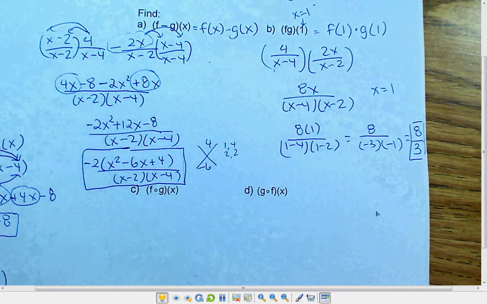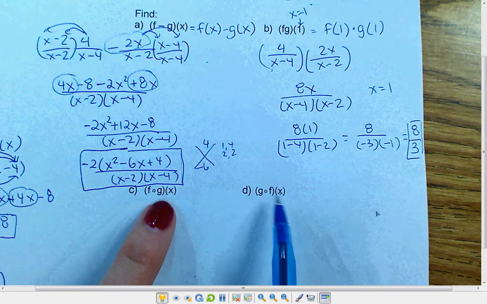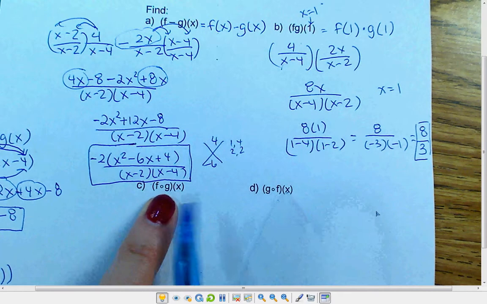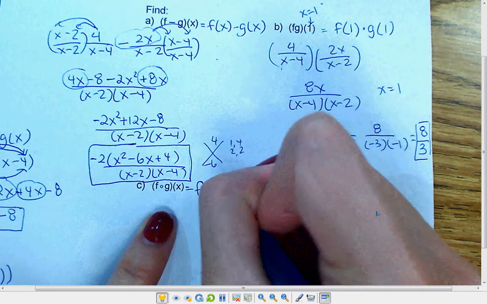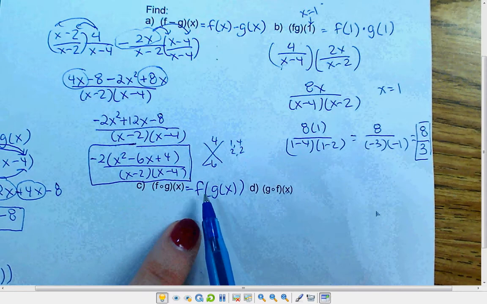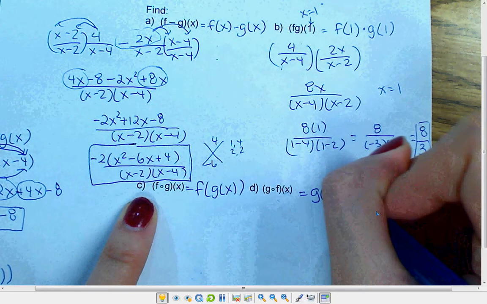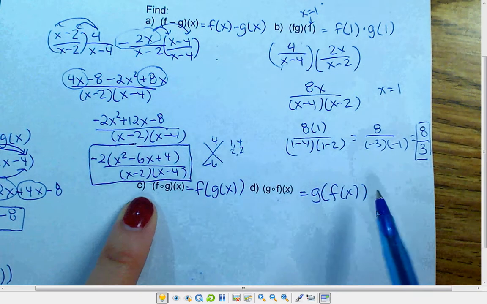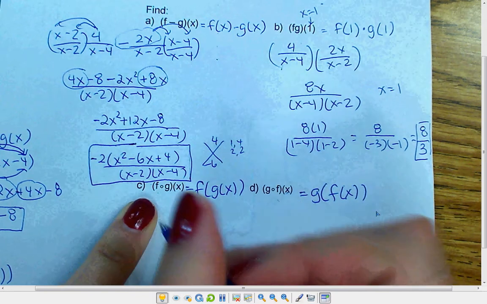Okay, so let's move on to our compositions. So see how C and D look very similar. The only thing that's different is the order. So for C, this is having you plug g of x into f of x. So the first one is the one that goes on the outside. Whereas for D, this is plugging f of x into g of x. So now g is on the outside. So let's do C first.